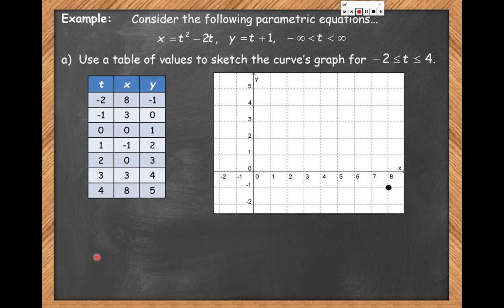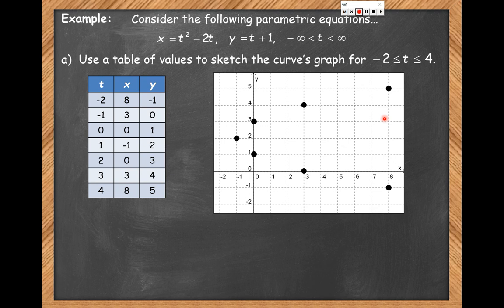And if I plot all those x and y values, 8, negative 1, 3, 0, 0, 1, negative 1, 2, 0, 3, 3, 4, 8, 5. Oh, it is a parabola, but take a look at it. Sideways parabola, which was against the rules a little while ago. I was like, oh, that's not a function. But now in parametric curves, it's no problem. No big deal. Of course something can go through this pattern.